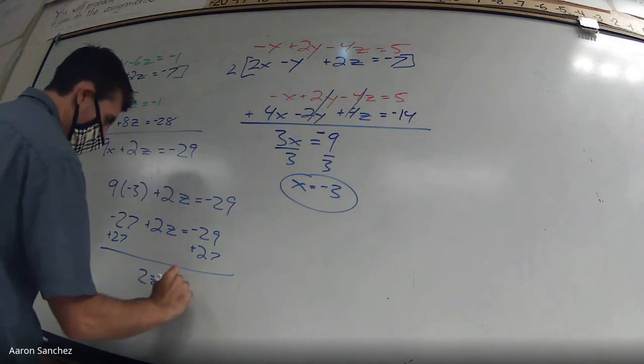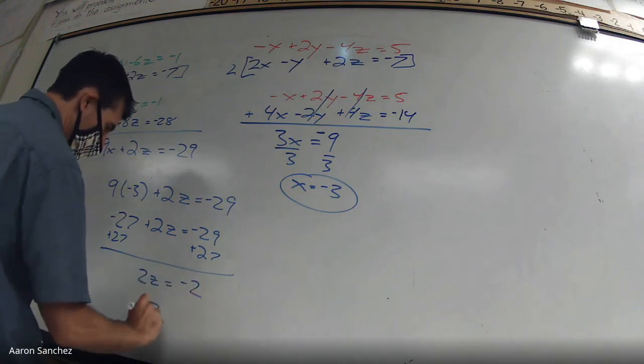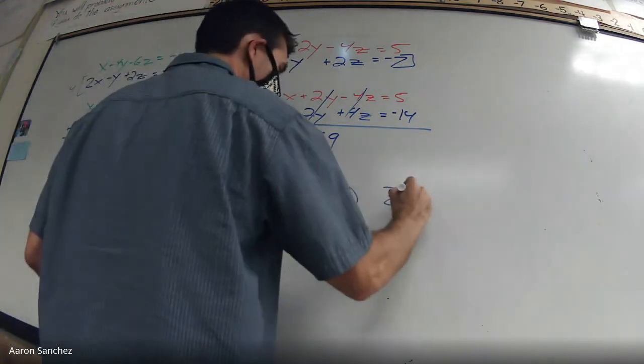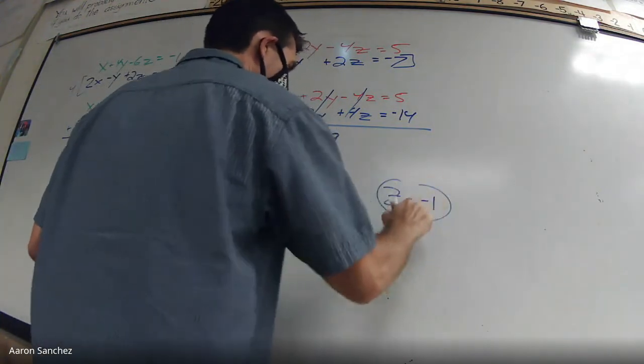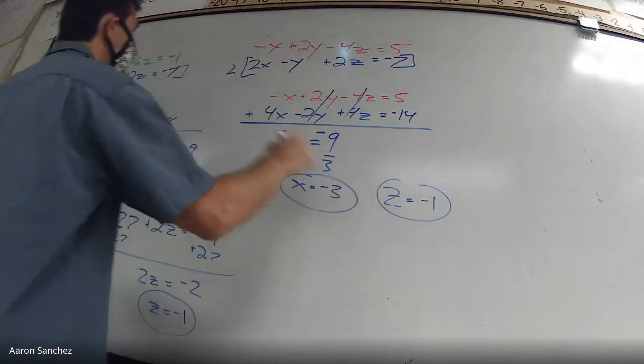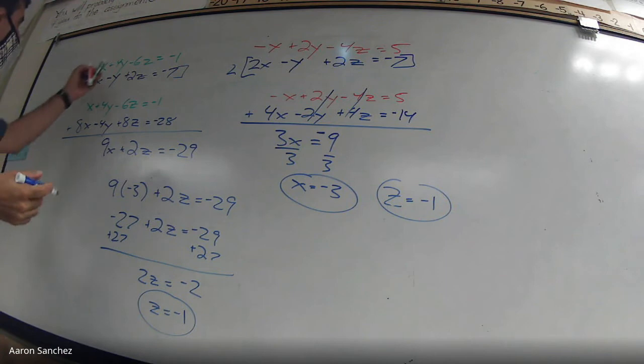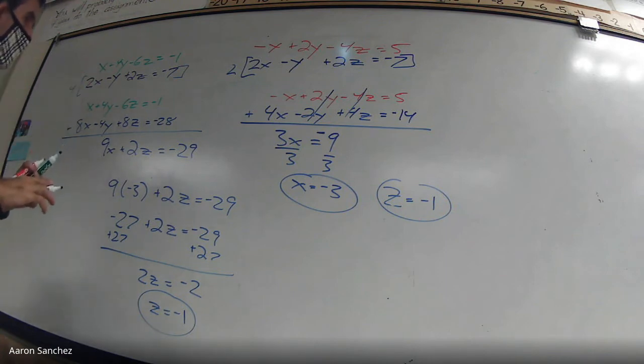2z equals negative 2. Z equals negative 1. So I got z equals negative 1. Now plug in, I have negative 3, negative 1. Plug it into any one of these, right? Which one looks easier? Let's do this green one.